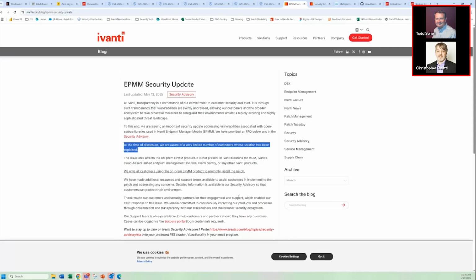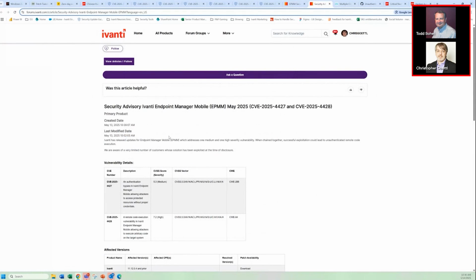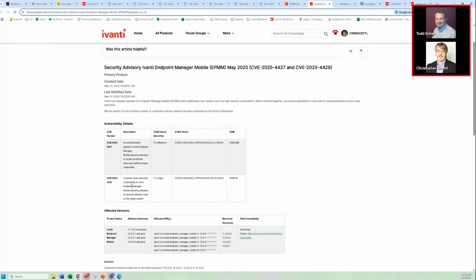The other 3 just included fixes, no active exploitation here. The EPMM security update does have a confirmed exploit in the wild. So this one, if you go to the security advisory, you can get the details. It is an attack chain. There's 2 CVEs that were used in combination. We are aware of a very limited number of customers that had a confirmed incident with this issue.